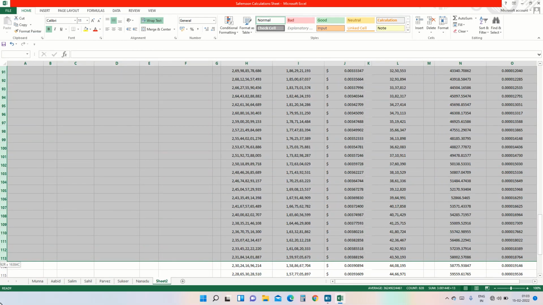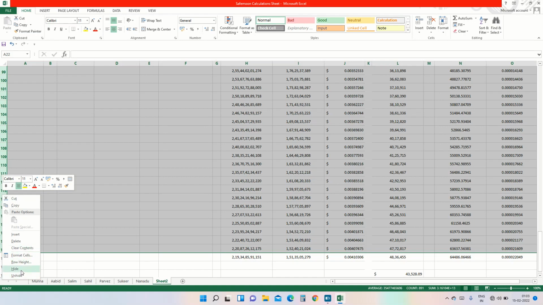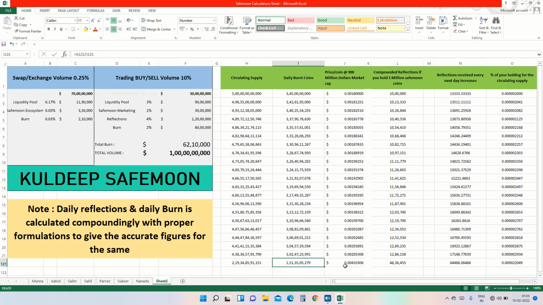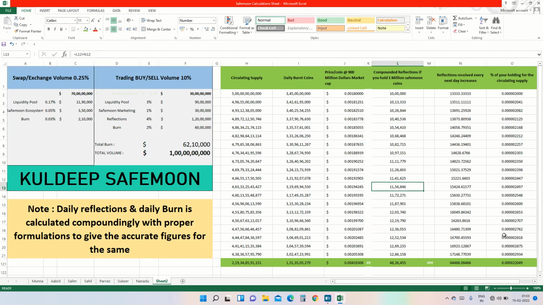Let me hide this section again so that we can directly see our last day figures. Okay, this is my final day reflections. Let me darken it. Okay, this is compounding reflections. I started with 1 million coins in my section, and after 120 days I have 4.8 million tokens. Sorry, with this kind of volume.